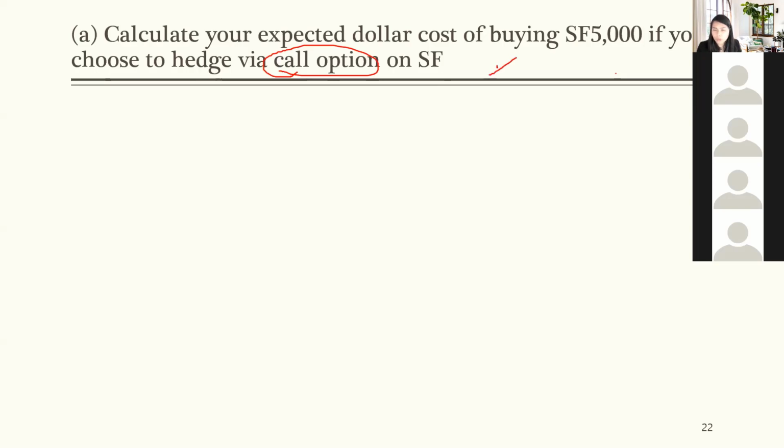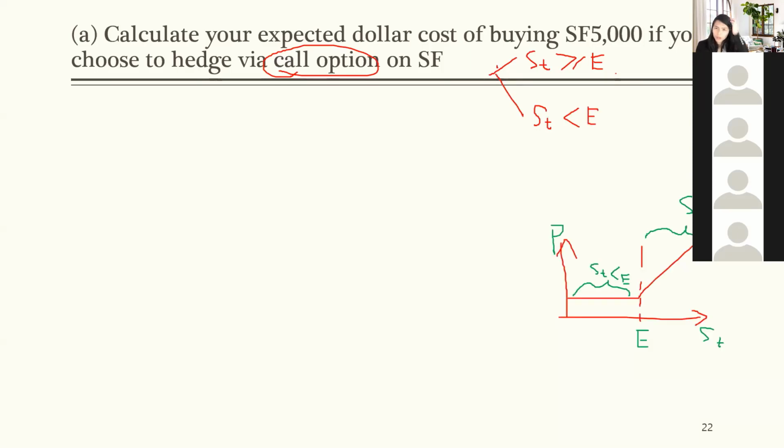So with a call option, you need to determine whether you exercise the option or not. Okay. Depending on how the exchange rate looks relative to the exercise price. Okay. So in this case, you've got to think about whether you want to exercise your option or not. Okay. And depending on, as you can see on the graph, whether your expected exchange rate is greater or less than the exercise price.